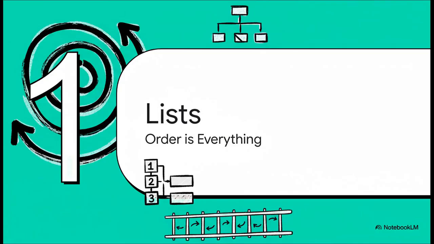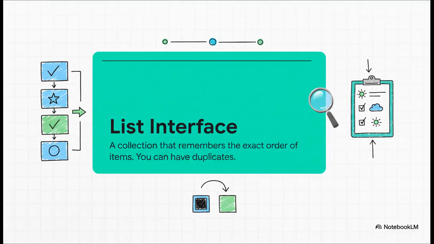All right, so let's crack this toolbox open. The very first tool we're going to pull out is the list. And when you think about list, I want you to burn one phrase into your brain. Order is everything. A list is basically an ordered collection. It remembers the exact order you put things in. It's kind of like a to-do list, right? The first thing you write down is always the first item on the list. The second is second, and so on. And just like a to-do list, you can totally have the same item on there twice.